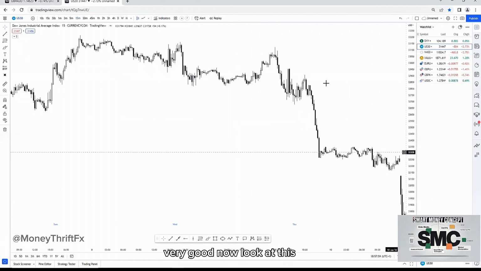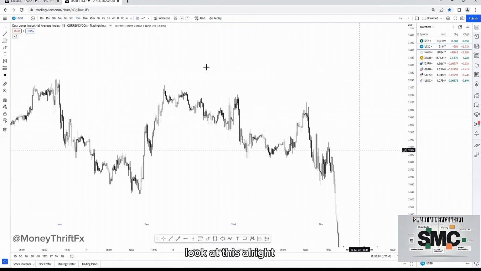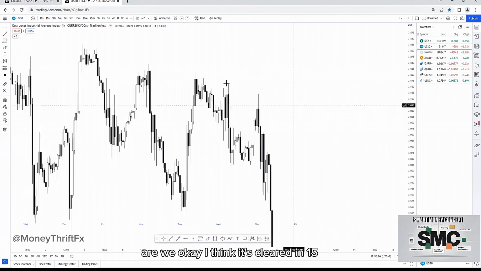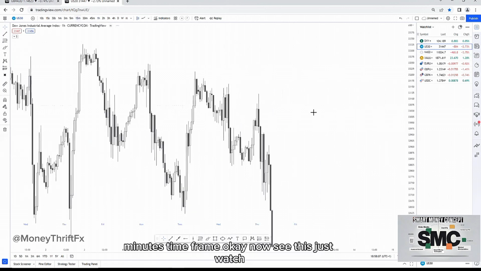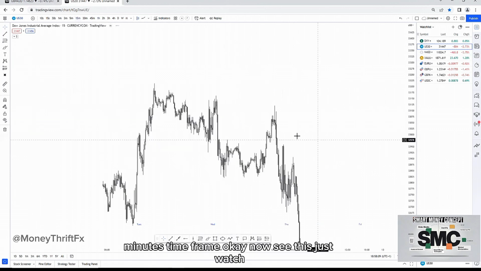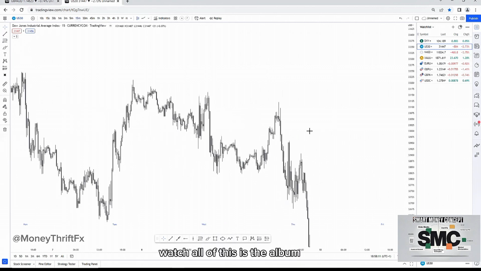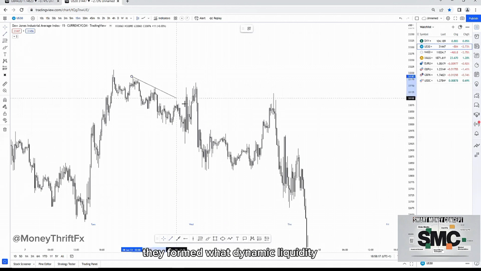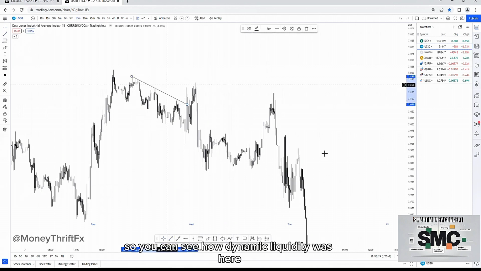Very good. Now look at this. Let me take it to the 1 hour time frame to see if maybe it's going to be clearer that way. Okay, I think it's clear on the 15 minutes time frame. Now see this. Just watch all these things that happen. What kind of liquidity existed here? A form of dynamic liquidity. So you can see how dynamic liquidity was here.